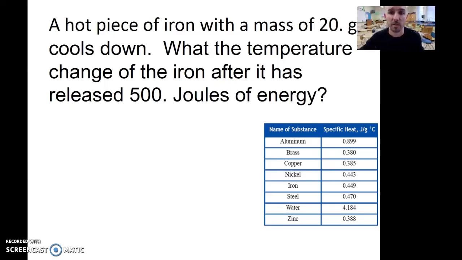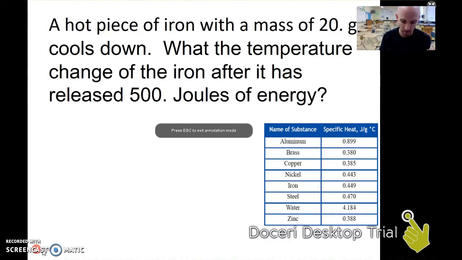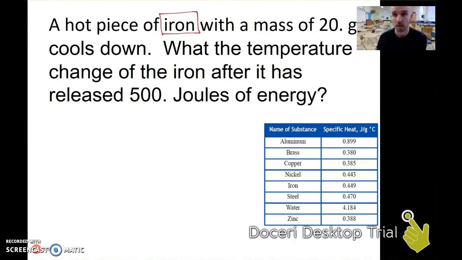All right, sometimes you might be solving for something other than Q, and that's what we're going to see in this problem. It says a hot piece of iron with a mass of 20 grams cools down. What is the temperature change of the iron after it has released 500 joules of energy? So a couple of different things about this one. First of all, it's about iron. So if we know it's about iron, that means we have to use iron's specific heat, which is in this table. It says it's 0.449.